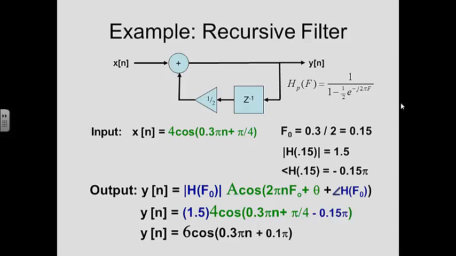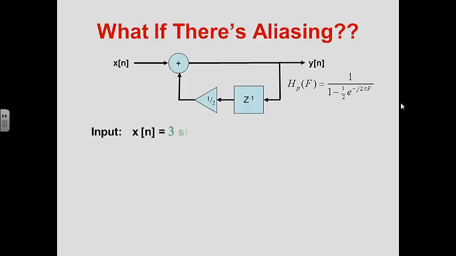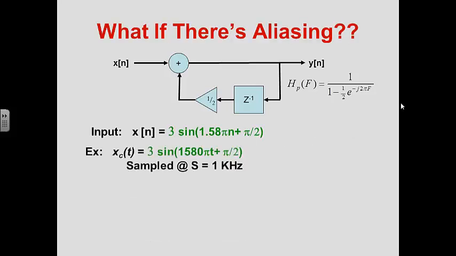Well, let's take one of the aliases. Here's my 3 sine 1.58 pi n. That's like a continuous time signal with an argument of 1580 pi t sampled at 1 kilohertz. So we divide this by 1,000 and we would have this digital frequency. The real digital frequency is half that, right? So 0.79, which is bigger than a half. So therefore, it will alias.